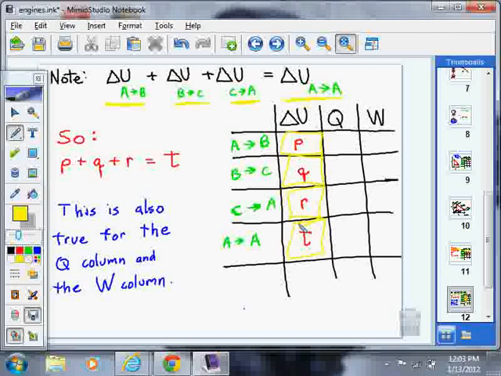If you know the work done from A to B, and you know the work done from B to C, and you know the work done from C to A, you add those 3 together, that tells you the work done for the whole process, A to A. You with me, people? Okay.